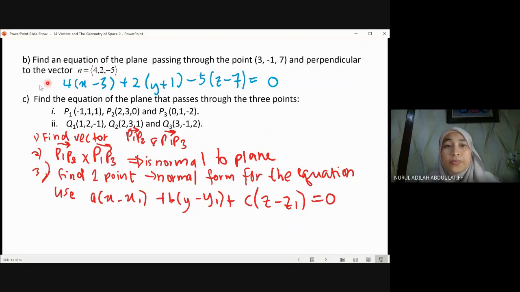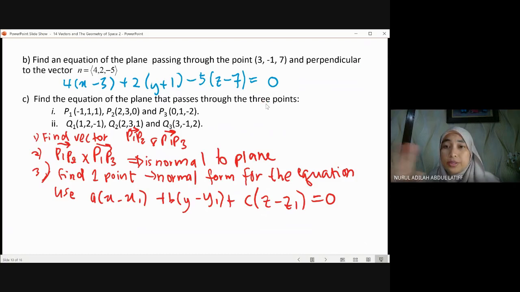Okay, like this. You will get this one. This is straight to the point. But this is not the answer, right? This is not the final answer. So you need to expand this equation, and then you give me the answer.